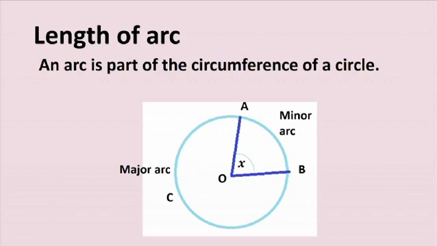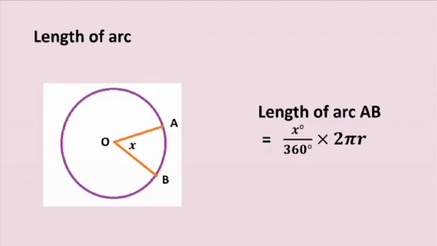Now, what is the formula for length of arc? Length of arc AB will be, if the angle AOB is x, x over 360 degrees times 2 pi r. How you will remember this formula is simply, since length of arc is part of the circumference, it is a portion of the circumference of a circle, and we had learned earlier that circumference is 2 pi r, so it's going to be a part of this value 2 pi r. That's why you have length of arc equal to x over 360 times 2 pi r.